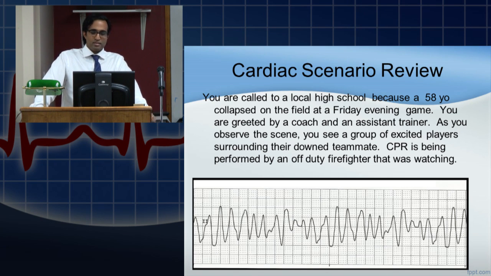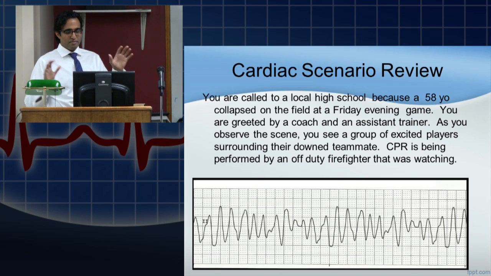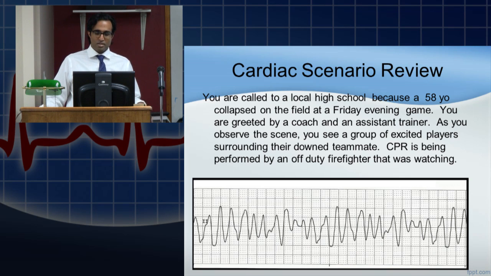You get there. Coach greets you. He said he was having pain. You see a group of people all just standing around. Fortunately, there's a firefighter there who was just watching the game. He starts CPR. That's your rhythm. What are you going to do there?